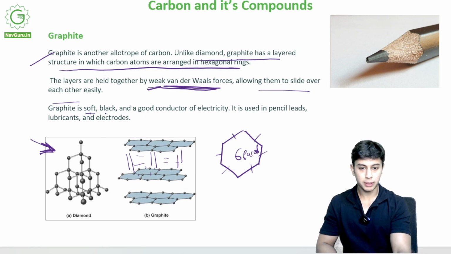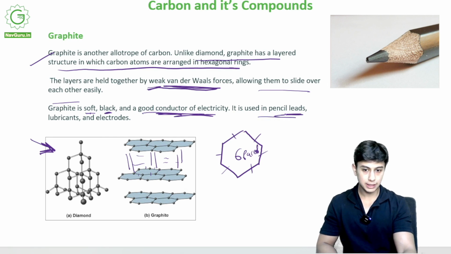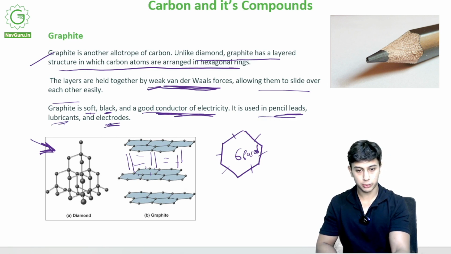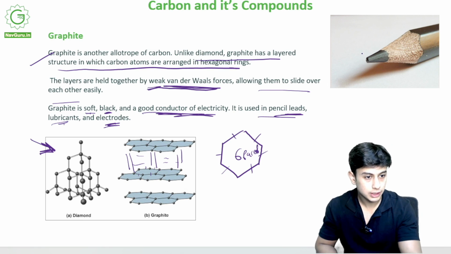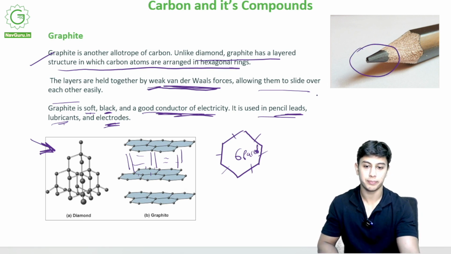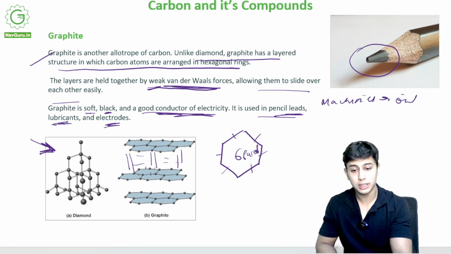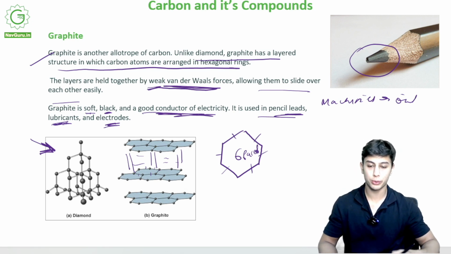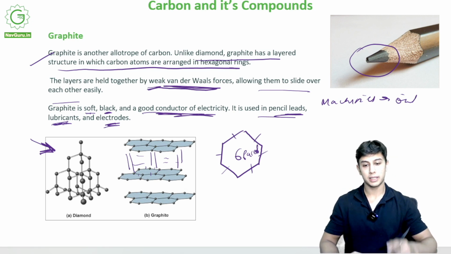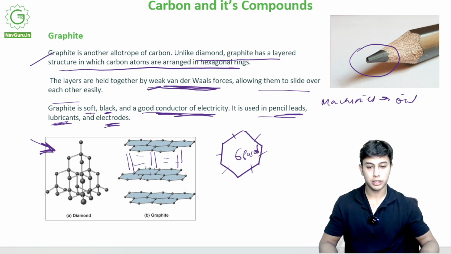Graphite is soft, black, and a good conductor of electricity. It is used in pencil leads, lubricants, and electrodes. Pencil leads, can you see this? This is graphite. It is also used in machines as a lubricant. What is a lubricant? It keeps the parts from breaking down through friction, giving some smoothness. It is also used as electrodes for electroplating.